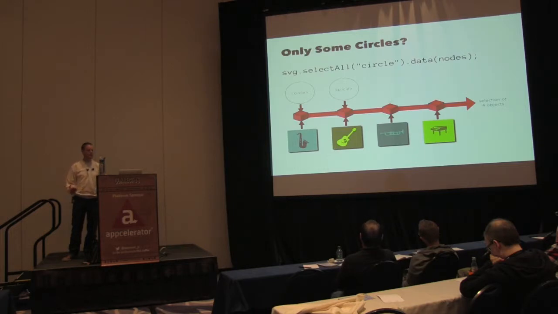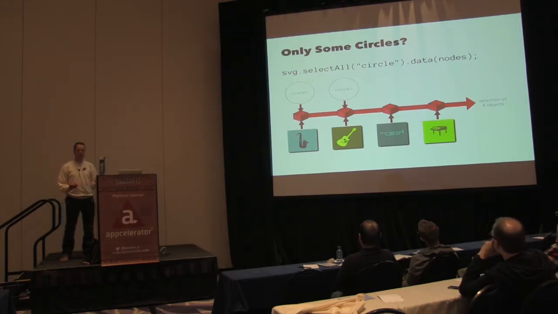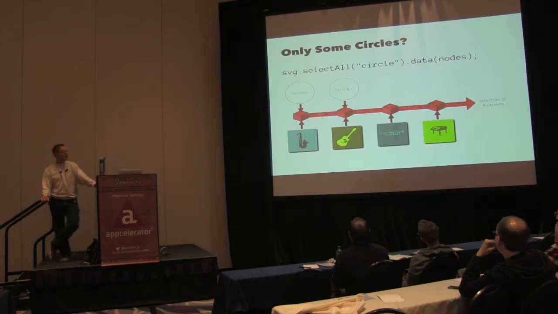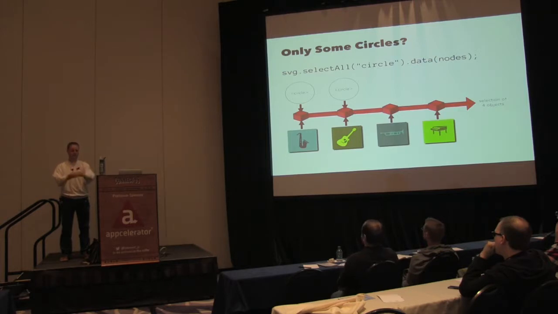Well, what happens if only some of the circles existed? D3 would still do exactly the same thing, except those last 2 data objects wouldn't have a circle. They'd be lonely, right? D3 will find all the circles that are in our graph. It would find, in this example, 2 of them, and then it would start matching them to our data. And for the first 2 data objects, there would be a circle that matches, and so D3 would say, okay, got you. Second one, I got you.